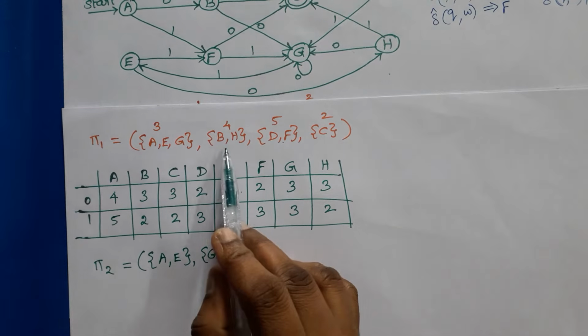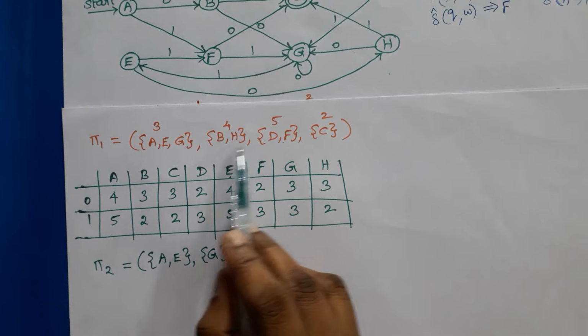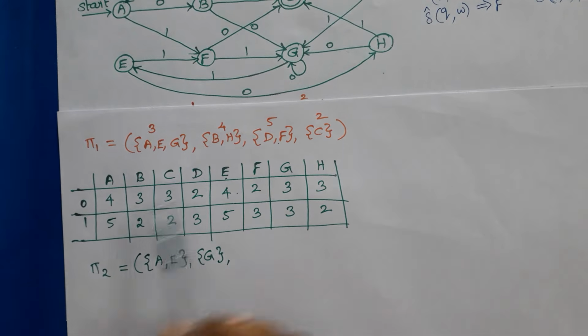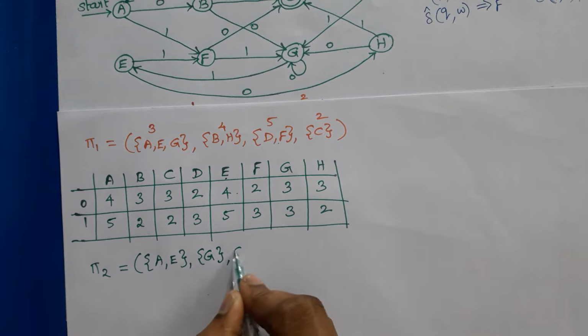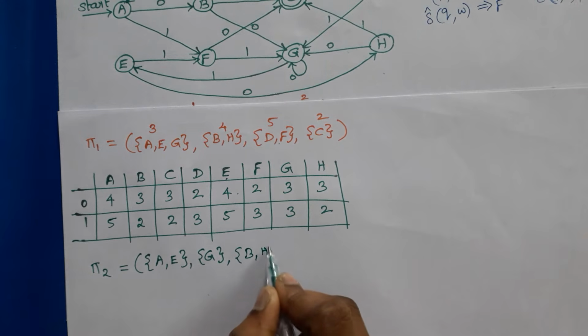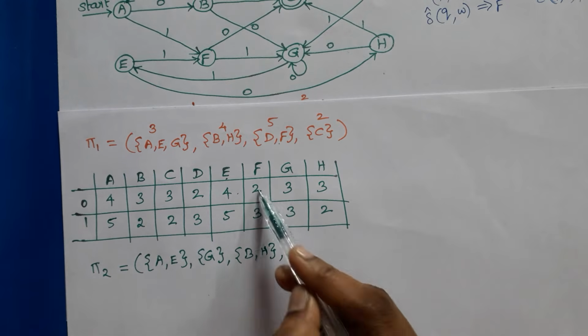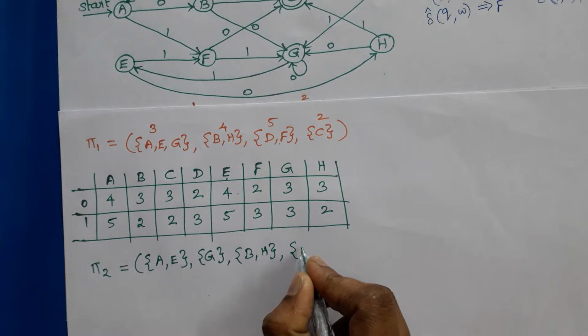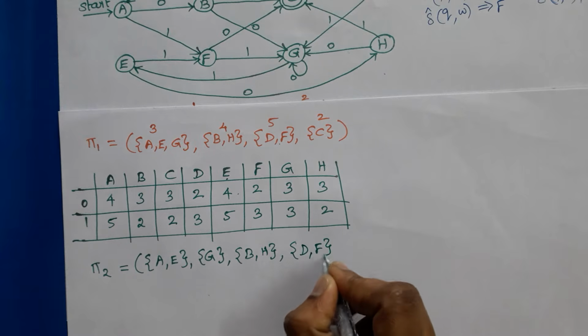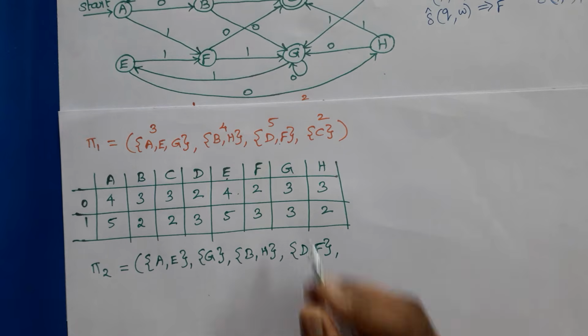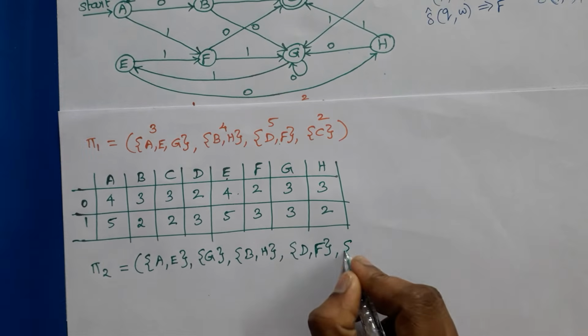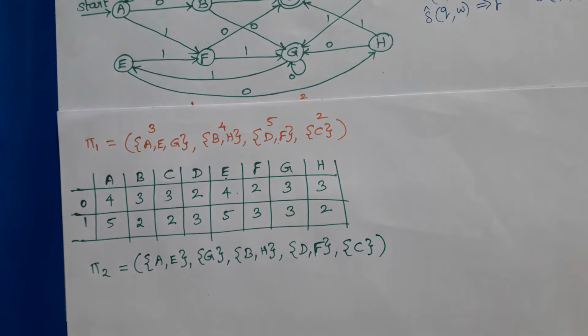Then similarly we have to check whether B and H are partitioned into another group. So B, H, 3 2 3 2. Same, so both B and H are equivalent. Then we have to check D and F. 2 3 2 3. So D and F are equivalent states. Then C, we cannot partition C into a further group.